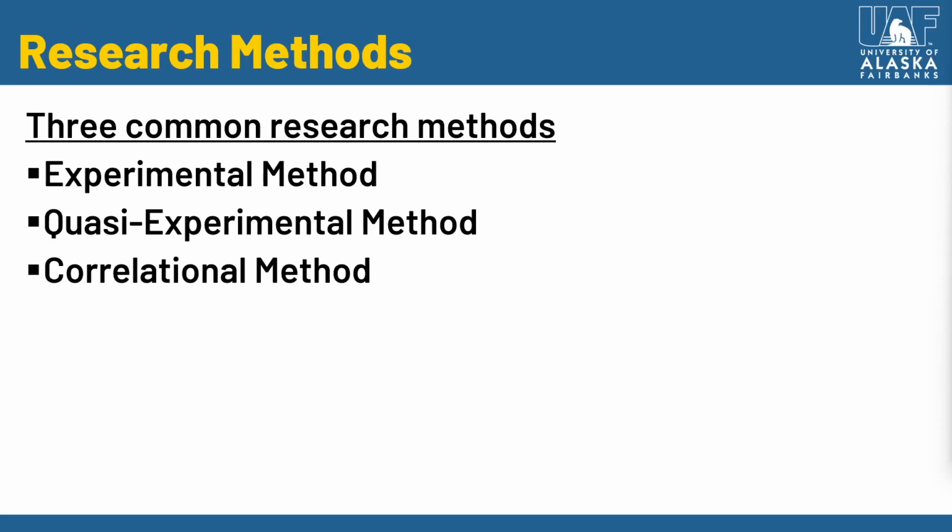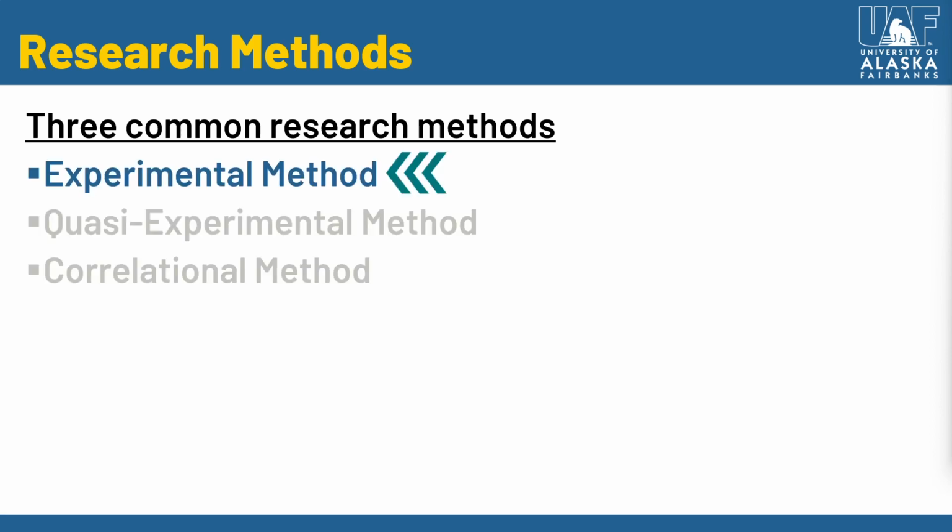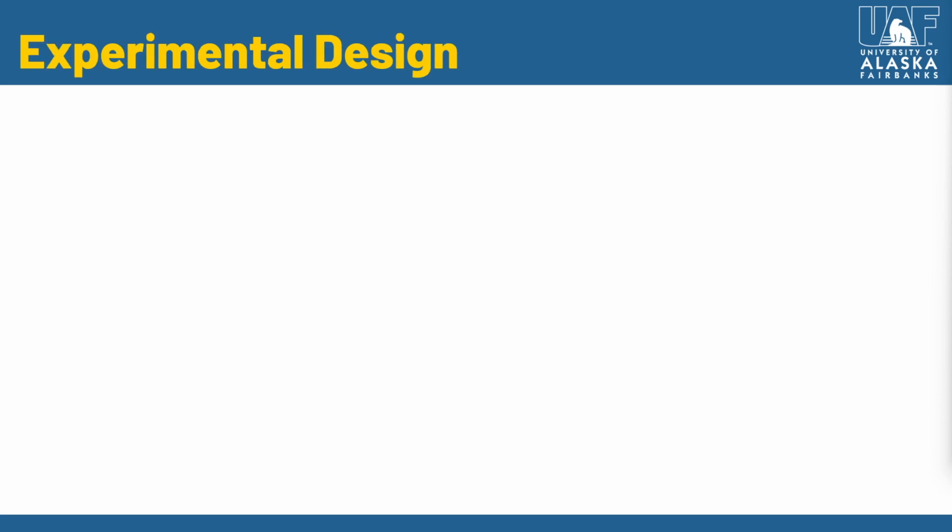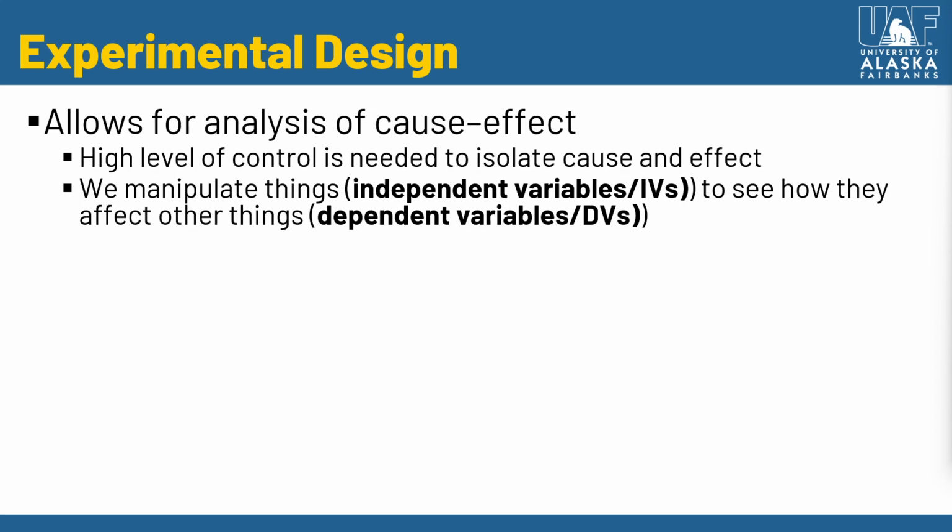But in whatever sort of question we're trying to answer, here are some of the common methods we might use. Again, not exclusive or comprehensive, but some of the most common ones in social science research. Let's start with experimental. In an experimental design, the key strength is that we can assess cause and effect. And we need a high level of control in order to do that.